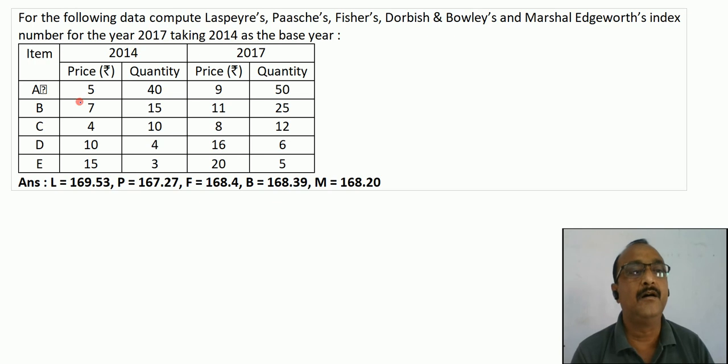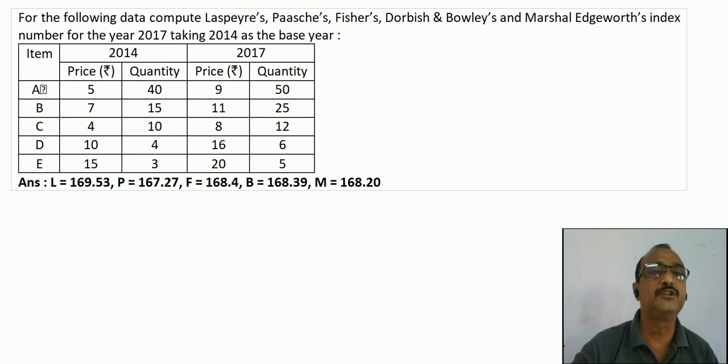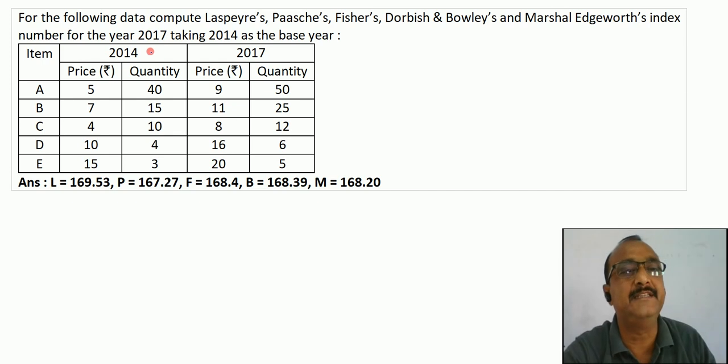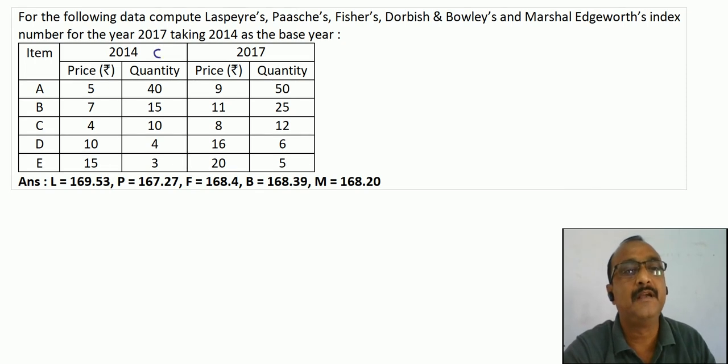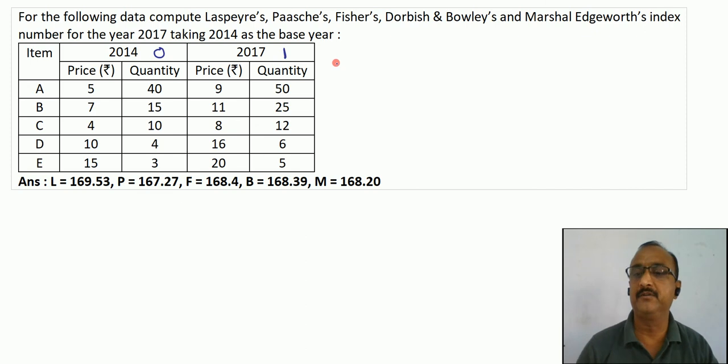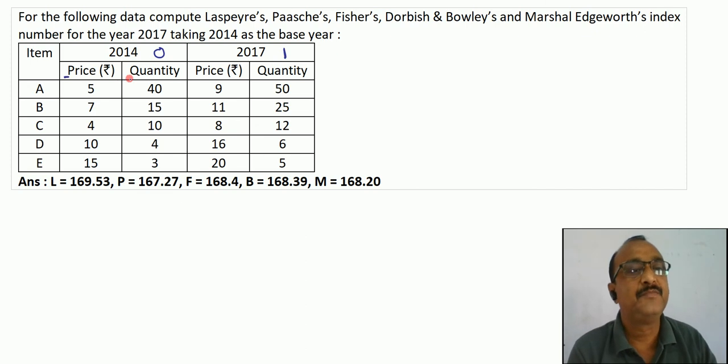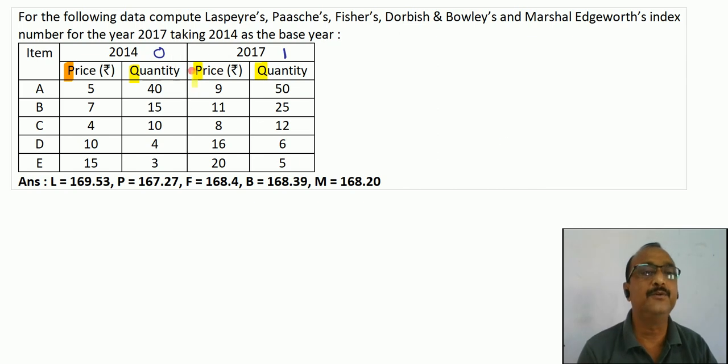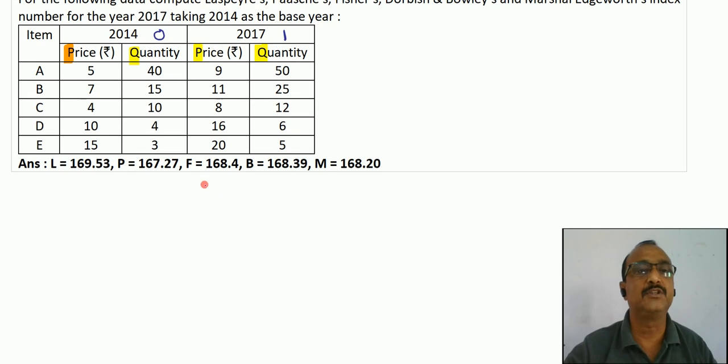Okay, first tell me. This question: 2014 is considered as base year, symbol 0. And 2017 is the current year, symbol 1. P for price, Q for quantity. Our columns are P0, Q0, P1, Q1.